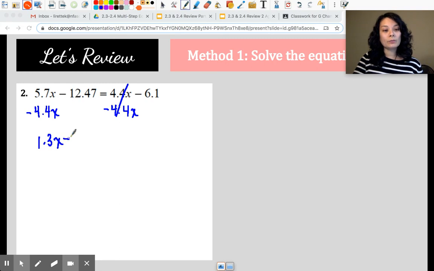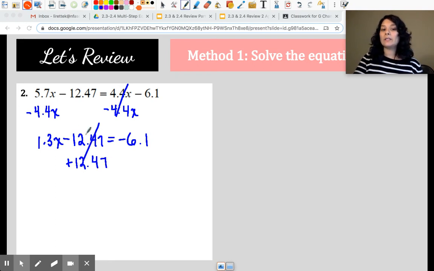Okay, so if I subtract 5.7 and 4.4, I'm going to get 1.3x. I'm going to bring down my minus 12.47 equals, and I still have a negative 6.1 on the right. Don't forget that that's a negative. At this point, it should just be a 2-step. So I'm going to add the 12.47 to get it to go away. I've got to take care of the addition subtraction before I can take care of multiplication division. What I do to one side, I do to the other.